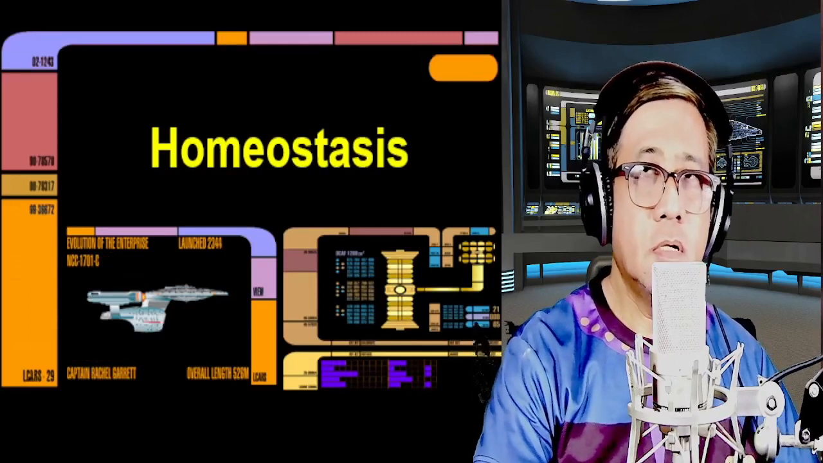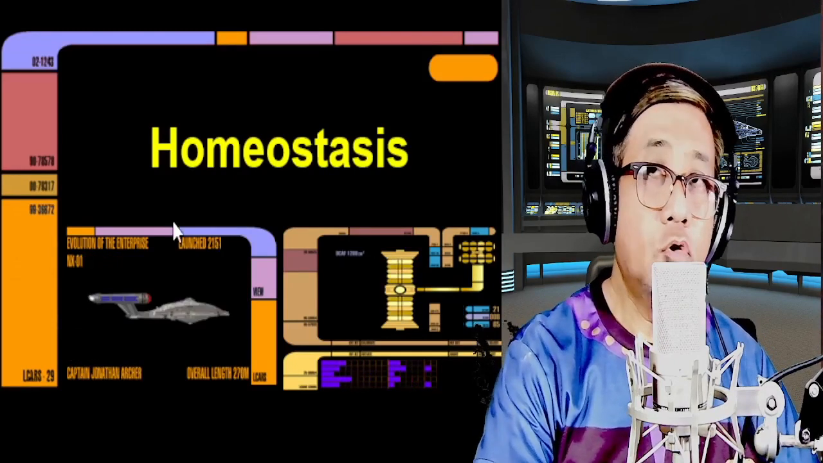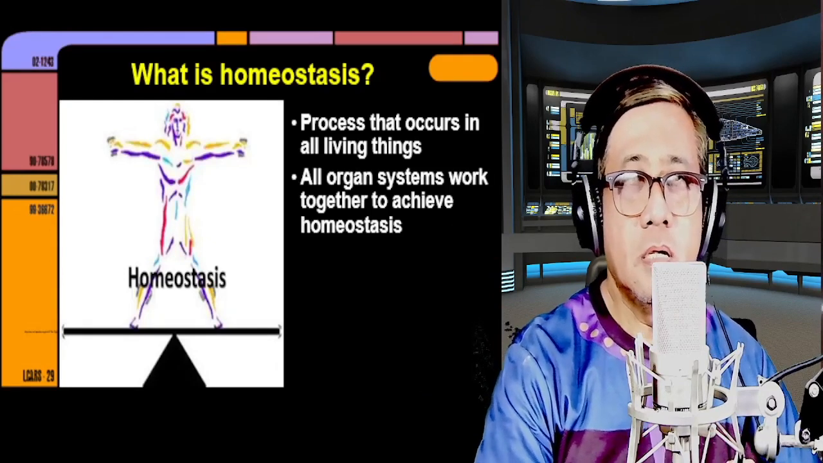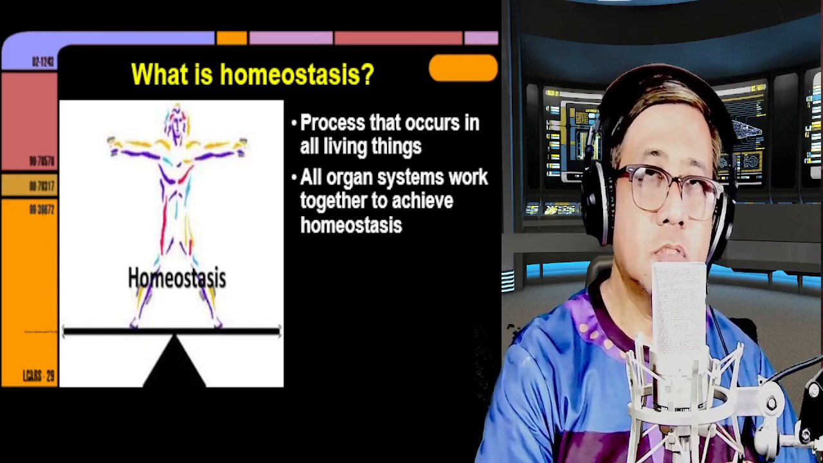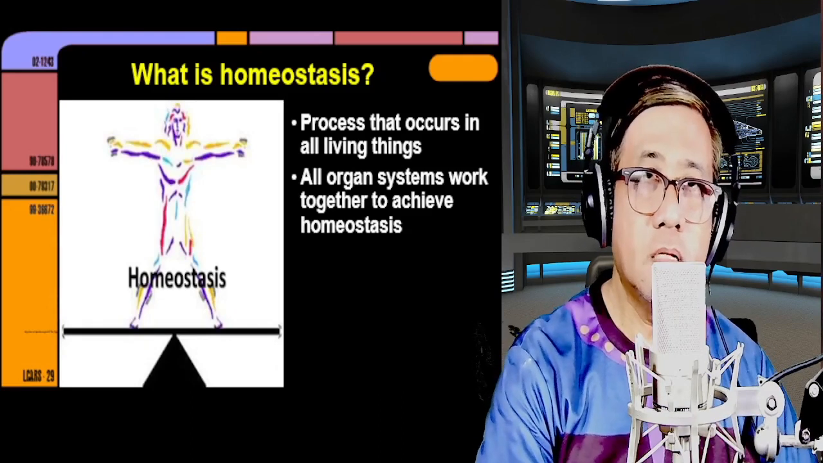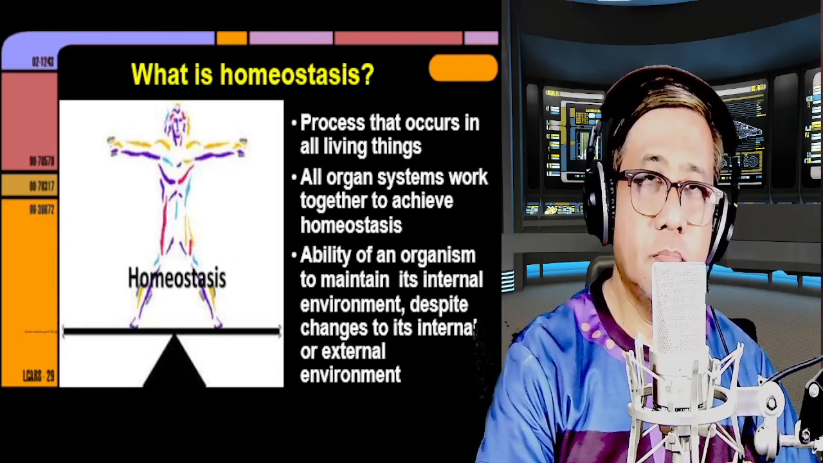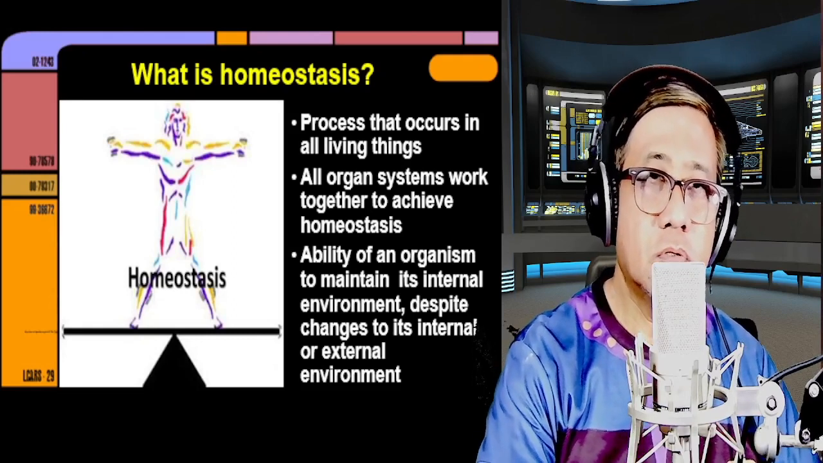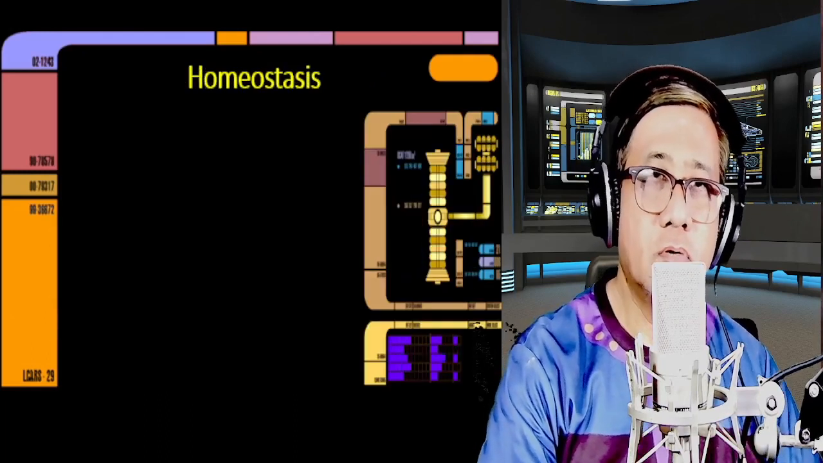So good day class, let's have a quick review of the concept of homeostasis. Now when we speak of homeostasis, homeostasis basically is a very important process that occurs in all living organisms. And as we know, all organ systems must work together in order to achieve homeostasis, which simply means maintaining balance or steady state. The ability of an organism to maintain its internal environment, or the maintenance of balance despite changes to its internal or external environment, again is really important for the survival of the organism.